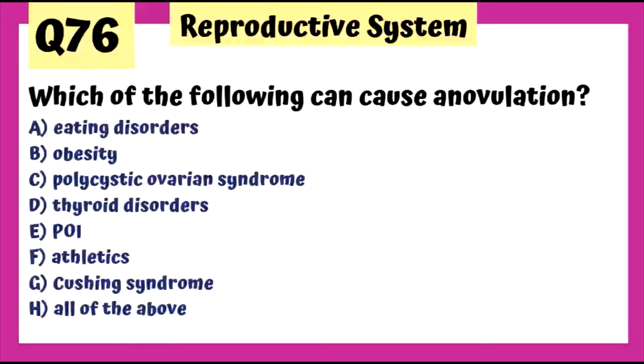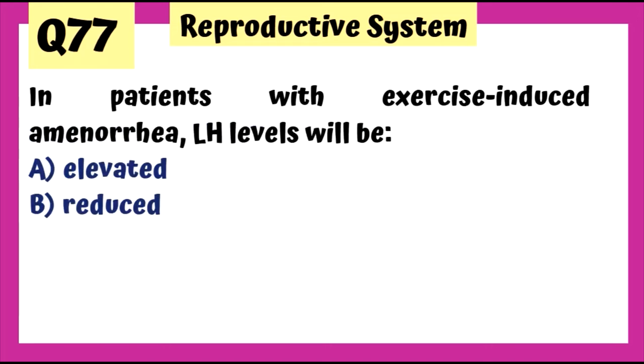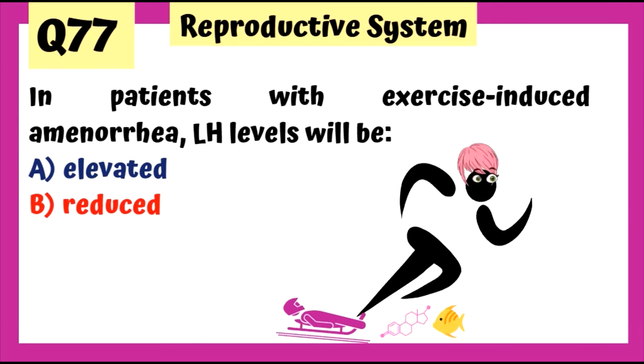Fish for FSH. Question 76, which of the following can cause anovulation? The answer is all of these can cause anovulation. And you can take a look at why, for example, in eating disorders, the ovaries shrink. In athletics, exercise, hormonal imbalance, and low body fat. You can take a look at the other choices. Question 77. In patients with exercise-induced amenorrhea, LH levels will be reduced. There's going to be a reduction in LH and, of course, in estrogen. She will stop menstruating and will have decreased bone density, actually, due to the decreased estrogen. So we want to treat this.